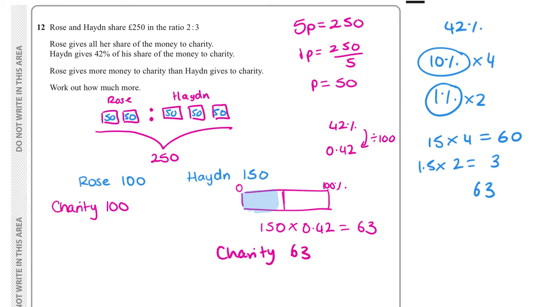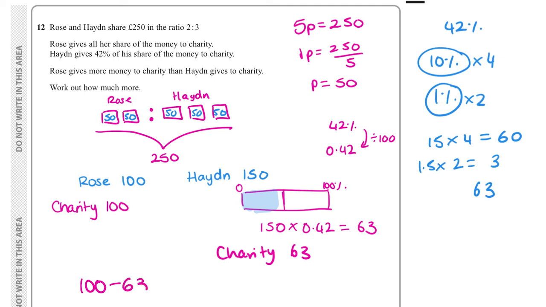Then it says Rose gives more money to charity than Hayden. So this is a clue. Rose gave 100, Hayden gave 63. Is 100 more than 63? Yes. So for example, if you got 104 here, would you know that you've gone wrong? Yes. They're giving you clues in the question. It then says work out how much more. So how much more did Rose give? How am I going to figure that out?